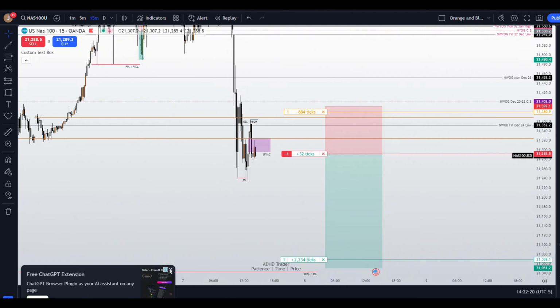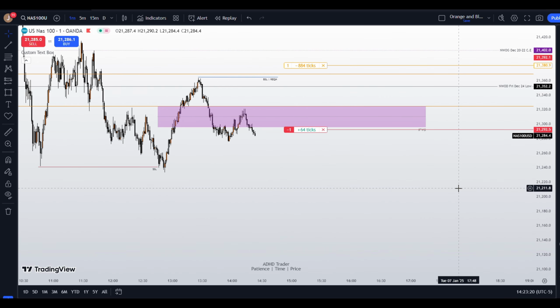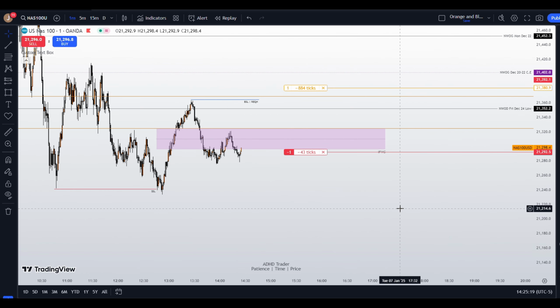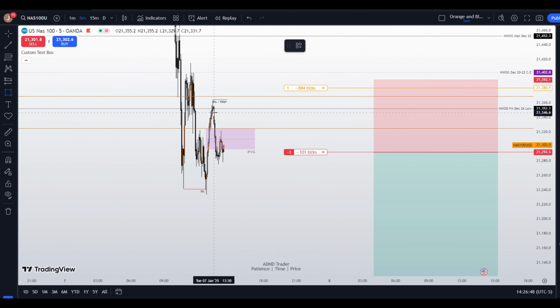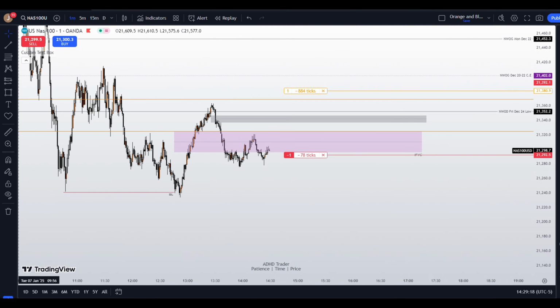So we like to keep it as safe as possible. ICT always teaches your bread and butter trades. The easier the trade, the more confident you are, the better. Jumping into a trade that you don't definitely feel comfortable about taking is never really worth it. You'd rather just leave that on the side, study it, put it down in your journal, and use it for future reference.